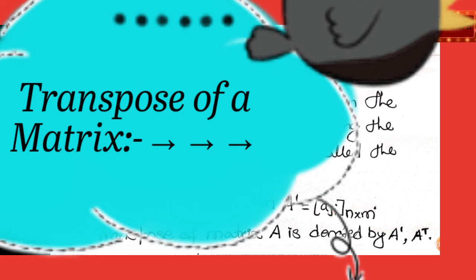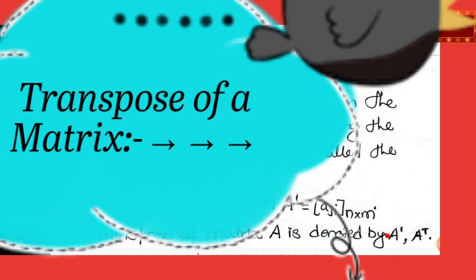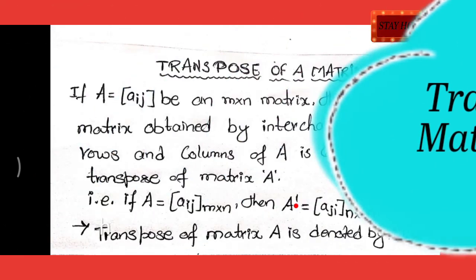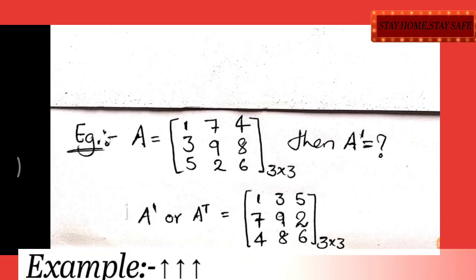Here Aij becomes Aji in the obtained matrix, and the order also gets exchanged. The number of rows becomes the number of columns, and the number of columns becomes the number of rows, because rows and columns are interchanged. The transpose of matrix A is denoted by A dash or A transpose. So here we have an example to get a clear picture of how a matrix transpose is obtained.